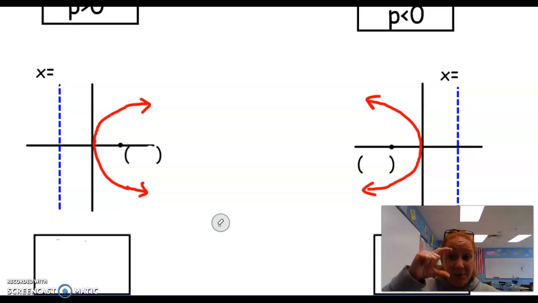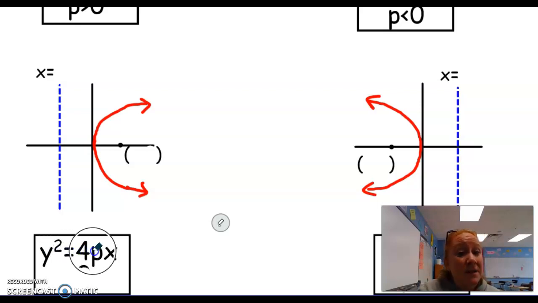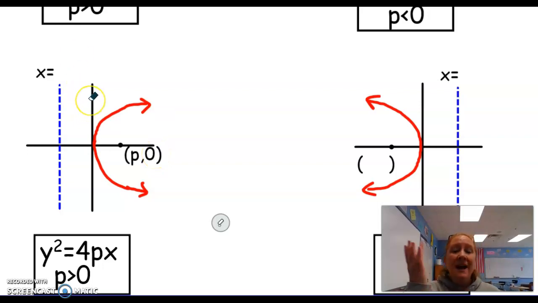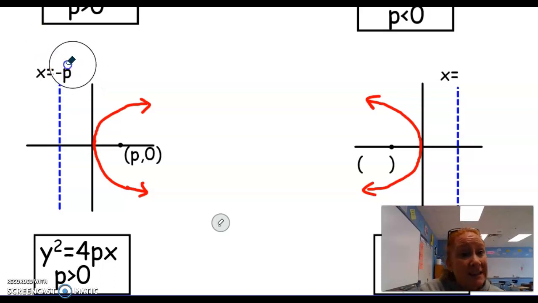See that one? It's opening to the side. Okay, so if it opens to the side, it is no longer an x squared. Now what part is squared? The y is what is squared, and then we have 4px. And p is greater than 0. So in this case, my focus still has that p value, but it's in the x spot. So now my directrix is on the other side, and it's an up and down line, so therefore it's x equals the opposite of whatever p was.